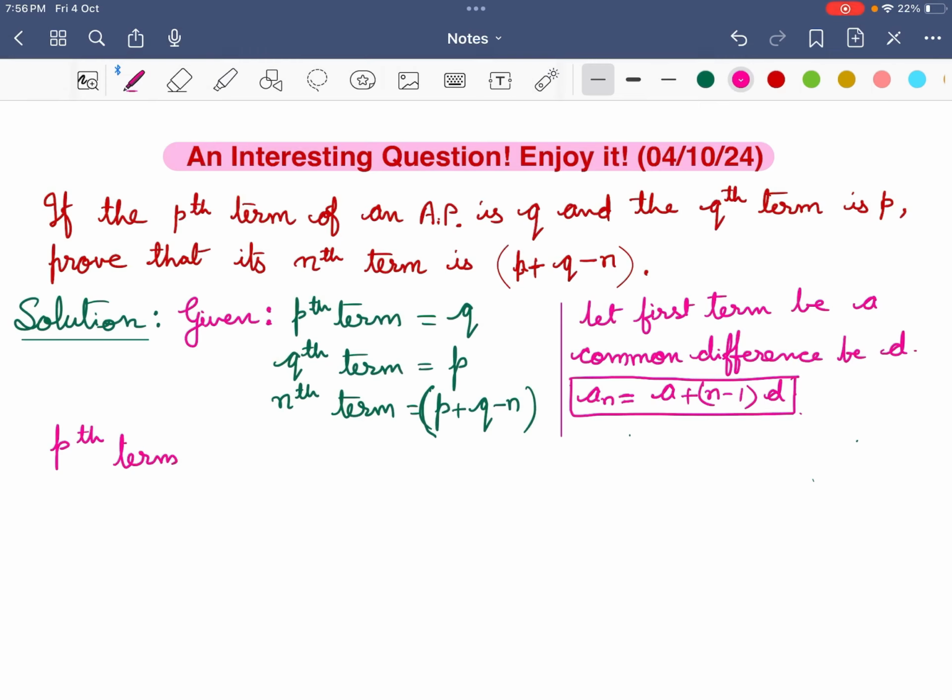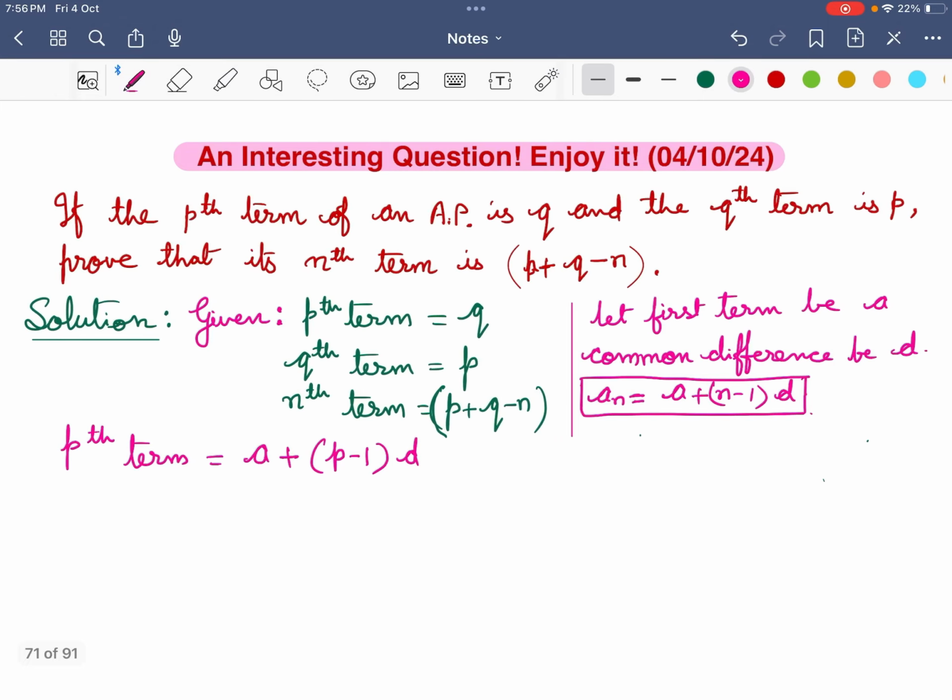The pth term, that is a_p, is equal to a plus p minus 1 into d, right? And it is given that the pth term is q, so we can complete it as q.